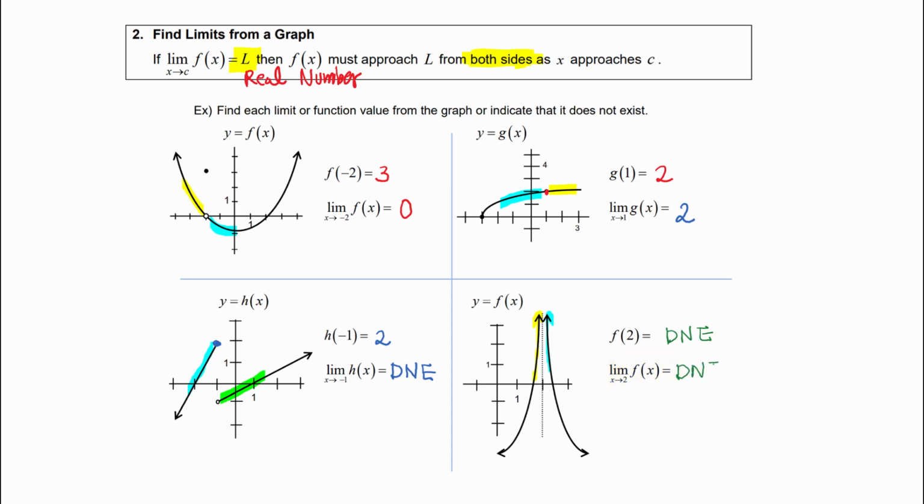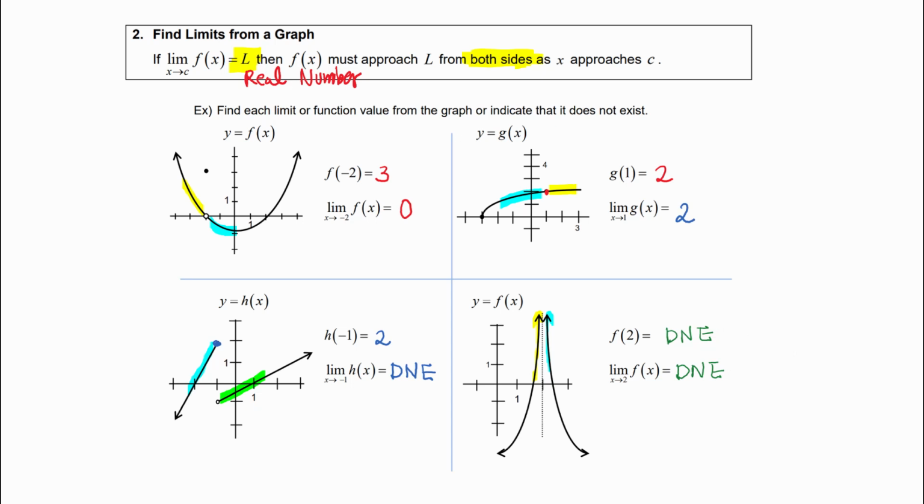And because infinity is not a real number, we say the limit as x approaches 2 of f of x does not exist. So you can see that having the function value at that point has nothing to do with whether the limit exists or does not exist. Function value and limit value could coincide, or they didn't have to. Lastly, the function value doesn't exist and the limit doesn't exist.